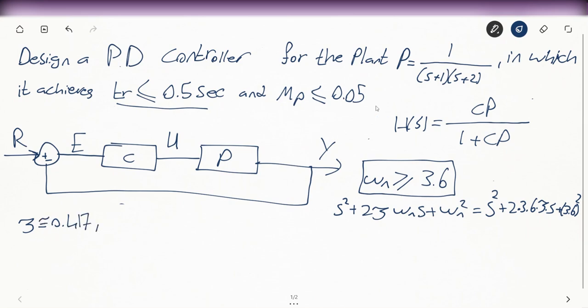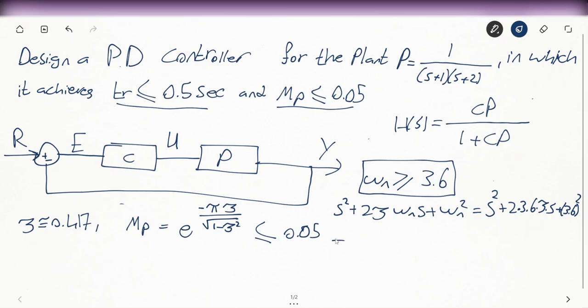Now let's look at the specification that the maximum overshoot should be less than or equal to 0.05. How do we translate this? From the literature of control, we know that the maximum overshoot is equal to e to the power of minus pi zeta over the square root of 1 minus zeta squared. And this should be less than or equal to 0.05.